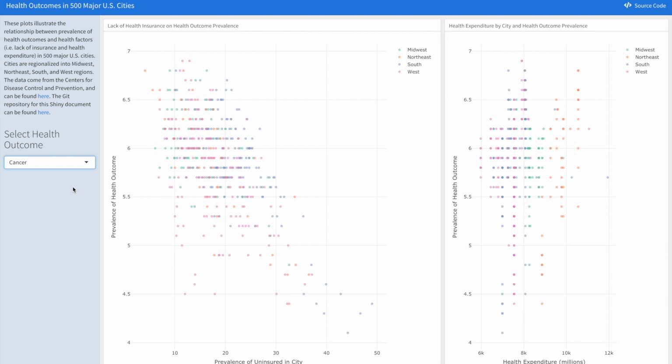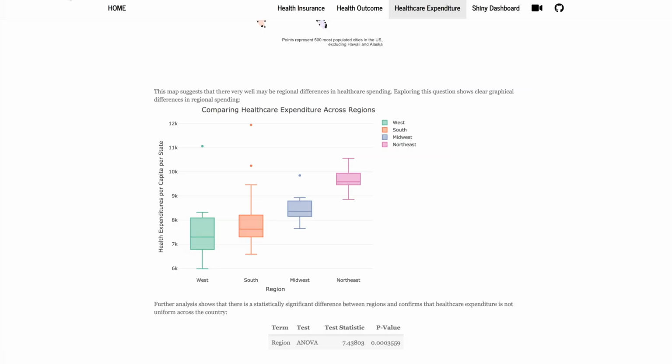Overall, we found that the relationships between health insurance coverage, disease, and health practices is incredibly intricate, and we've only scratched the surface of these questions of interest.